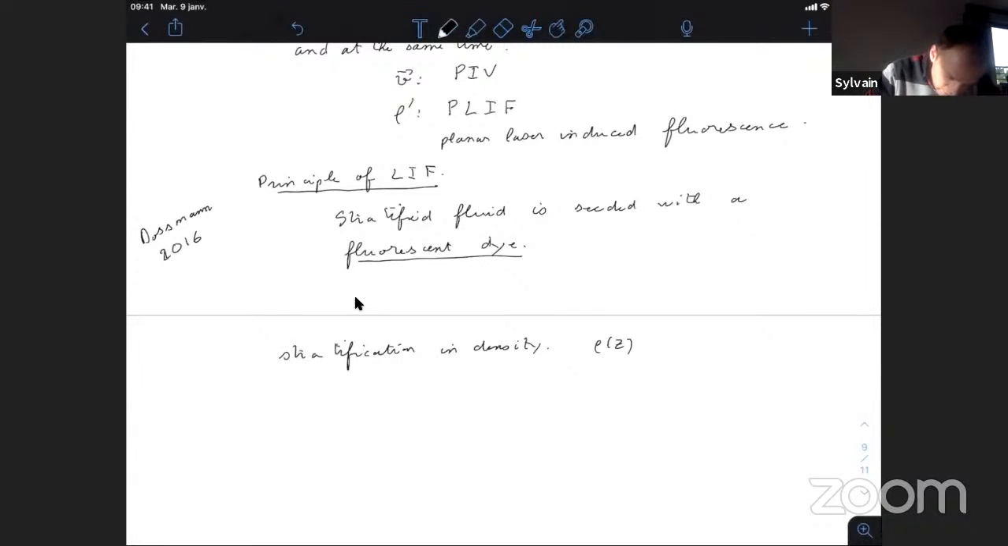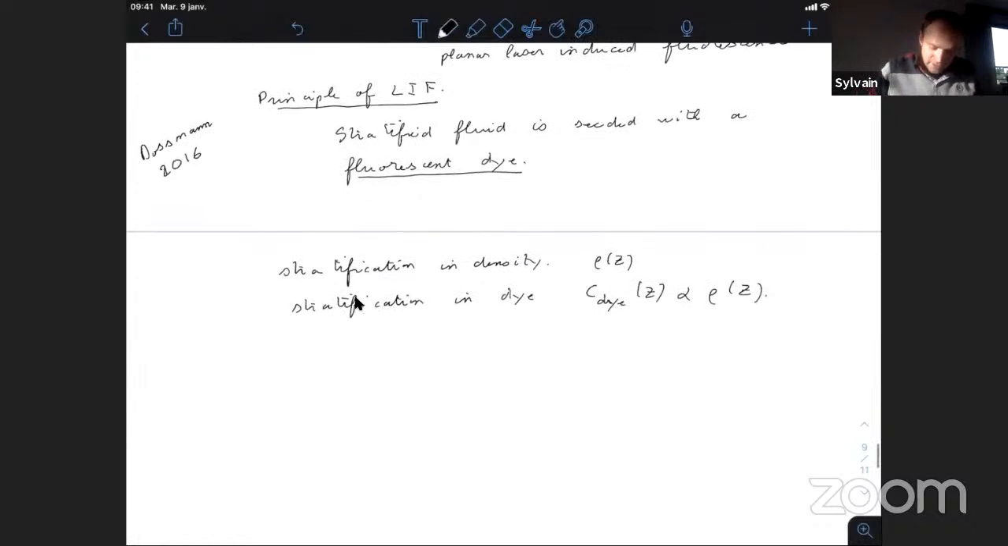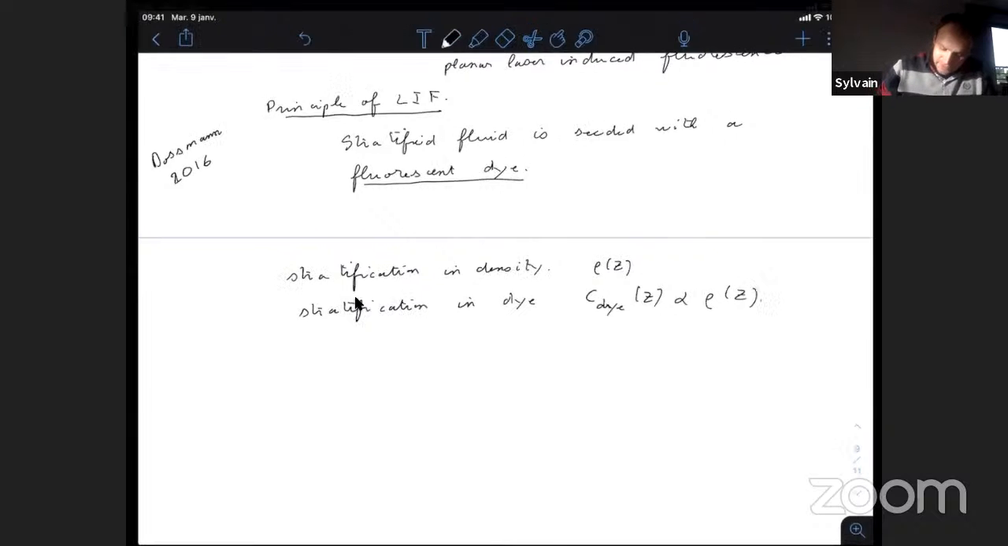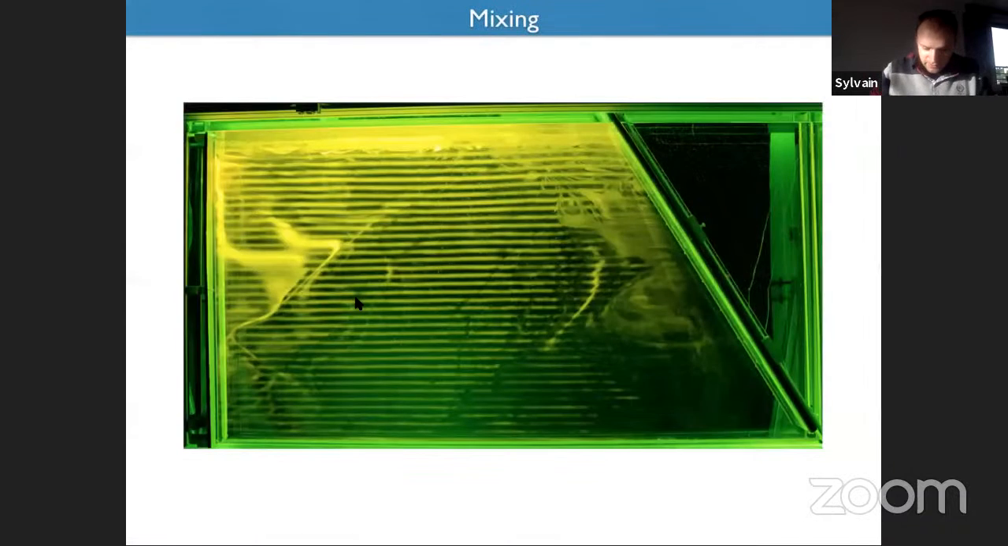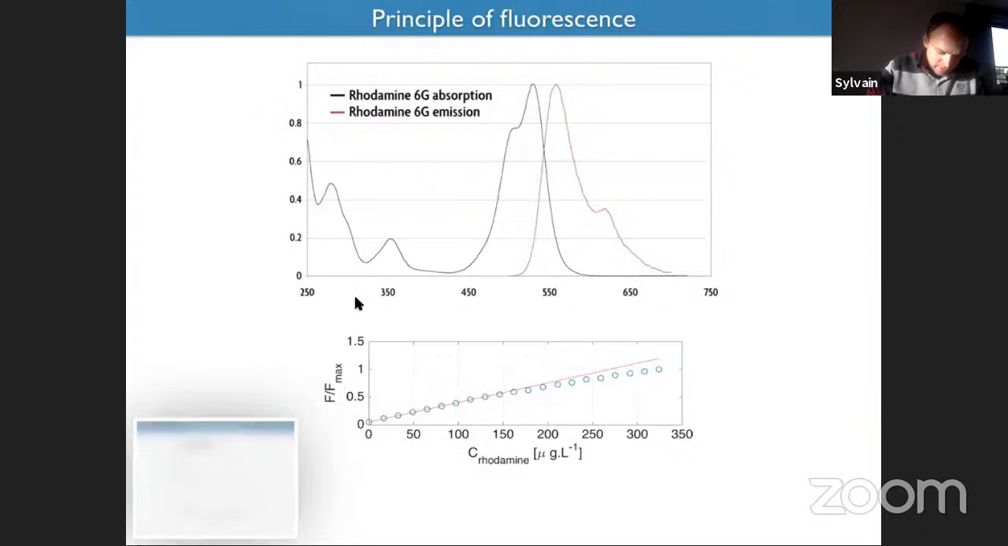And we do, again, a stratification in density. We do as well a stratification in dye. The concentration of dye C depends on Z and is proportional to the stratification in density. And why do we use a fluorescent dye? This is because of this principle.